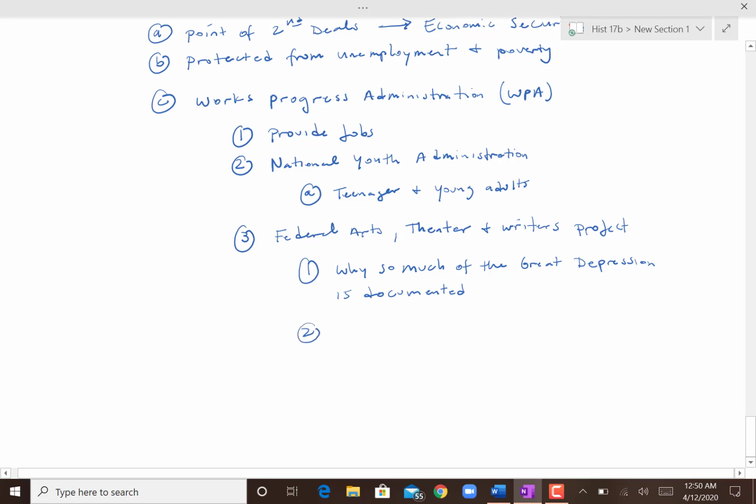You have John Steinbeck was one of those people that was supported through this project. Several of the pictures that we went through last time were from this project as well. You had books that were written that were fiction. You also had books that were collaboratively written for schools, new textbooks and educational materials, as well as, again, some plays that were put on during this period. That type of aspect of it.